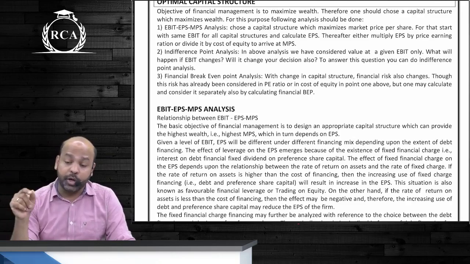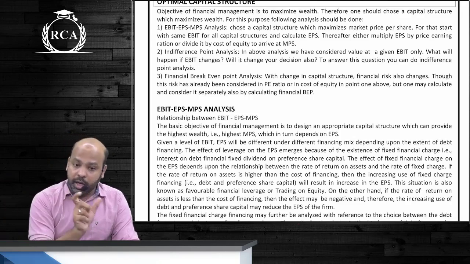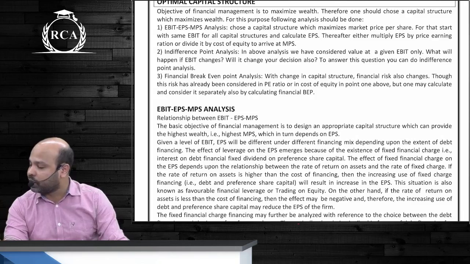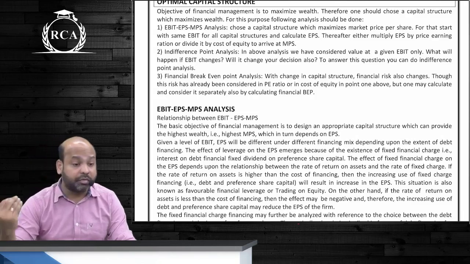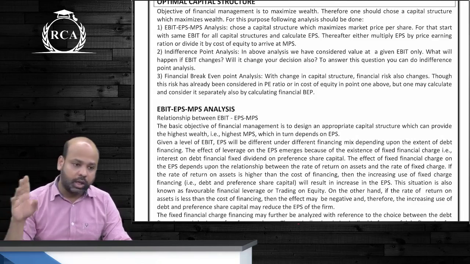ये indifference point cannot be computed at all कब आएगा बेटा? Wherein LHS is not equal to RHS. If LHS is not equal to RHS as such, guys, that means there is no indifference point at all, and one alternative will always be superior to the other alternative.